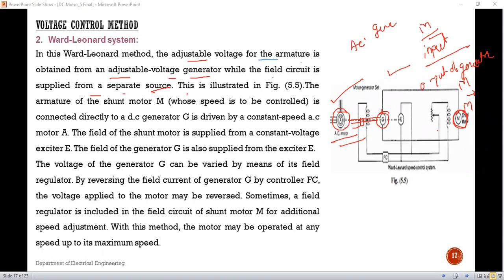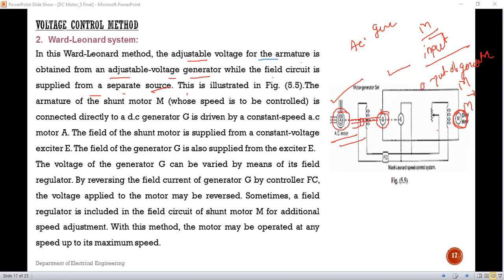See, now this generator can be driven by a constant speed AC motor, and the field of the shunt motor is supplied from a constant voltage, either exciter E. Okay, एक constant source असेल, त्या constant source ला जे काही field winding असेल, so the field winding of the motor can be connected, and the field of the generator G is also supplied from the exciter E. So generator चे जे काही field असेल, it is also supplied from a constant voltage source, and the voltage of generator G can be varied by means of a field regulator by reversing the field current of generator G by controller.